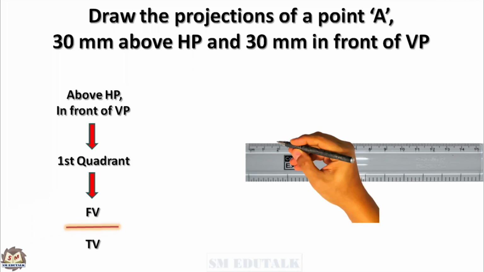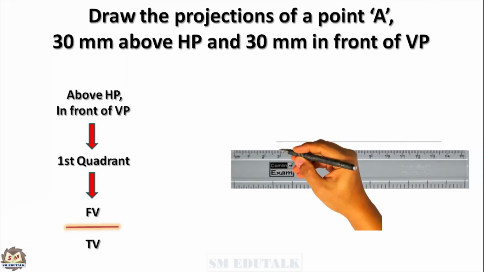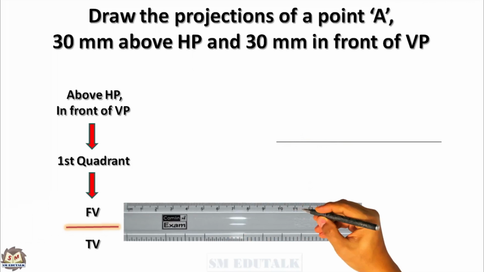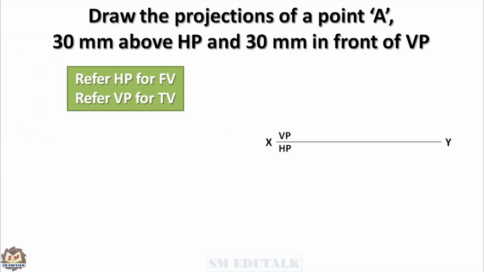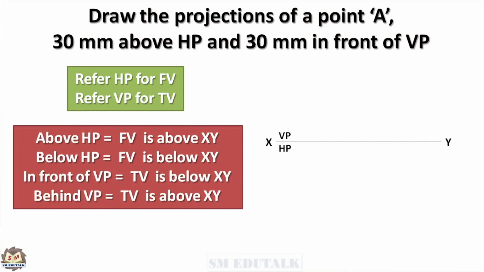Okay, now I am drawing a horizontal line. After drawing this, write the name of the line XY and the names of the planes VP and HP. Always refer to the HP condition for drawing the front view and the VP condition for drawing the top view. That is, above HP means the front view is above the XY line, below HP means the front view is below the XY line. In front of VP means the top view is below the XY line, behind VP means the top view is above the XY line.